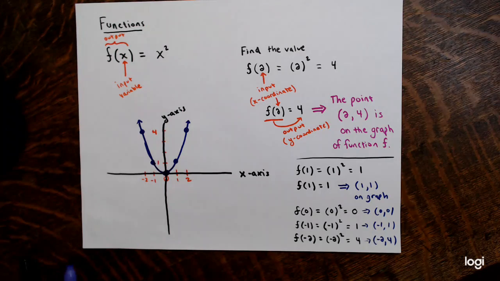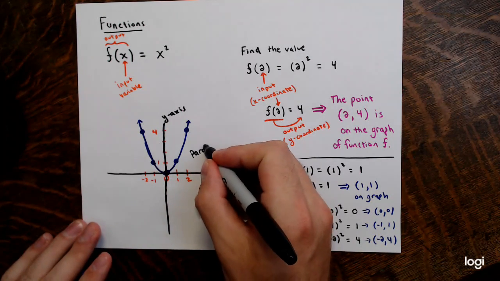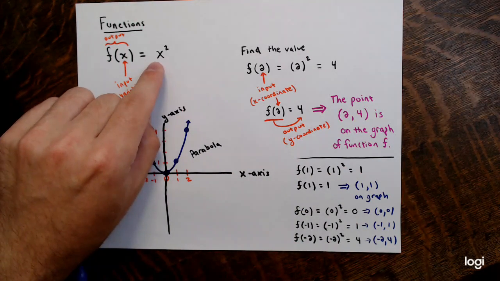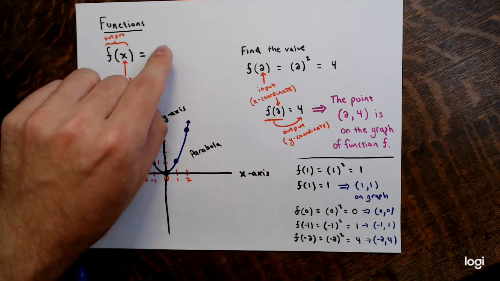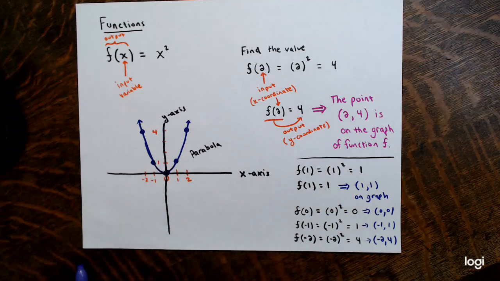This has a name. This is called a parabola, and this is specifically for these second degree or second power functions. All right, so maybe that's one way to answer your question.